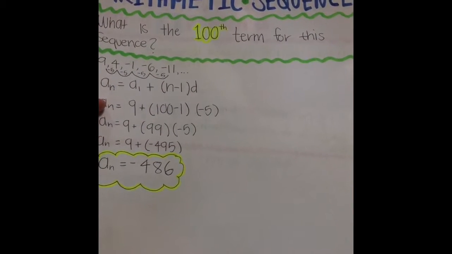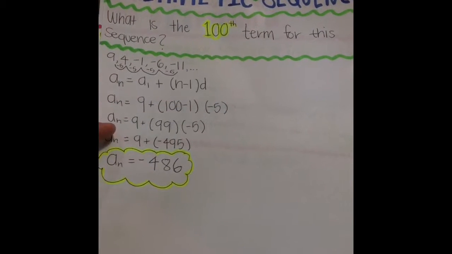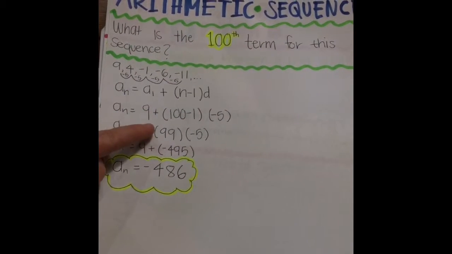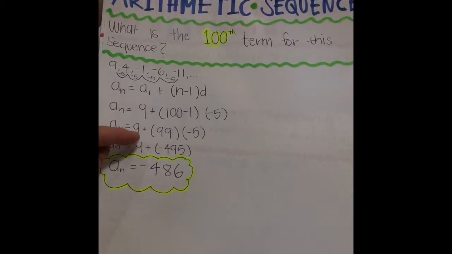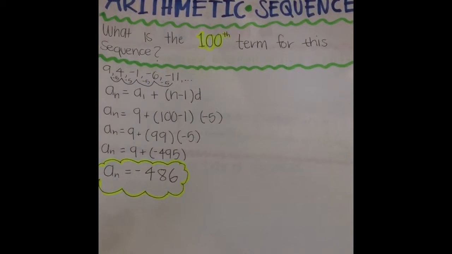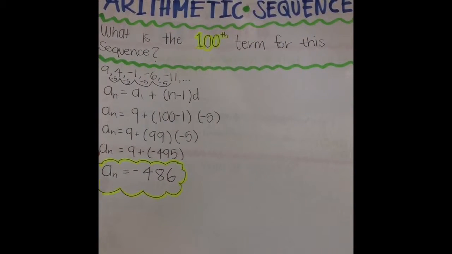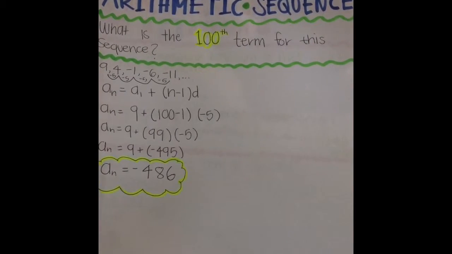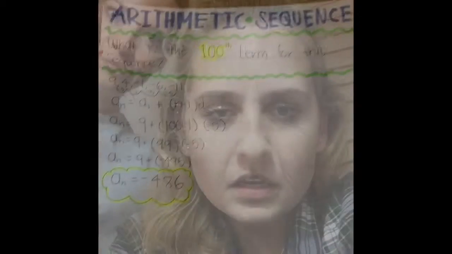So you're going to plug in your numbers. When you multiply 99 and negative 5, you're going to get negative 495 plus 9, which is negative 486, and that is what your 100th term would be for this sequence. It is taking me ages, and now we are finally on to our 5th problem.